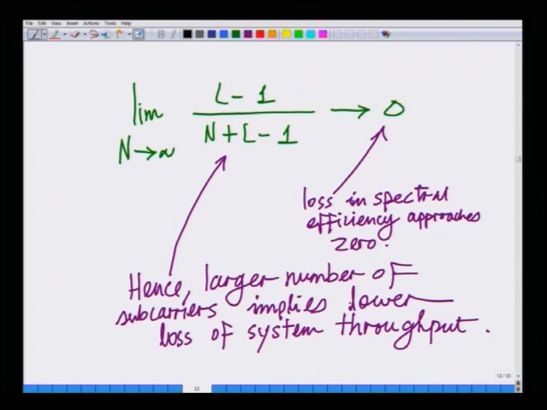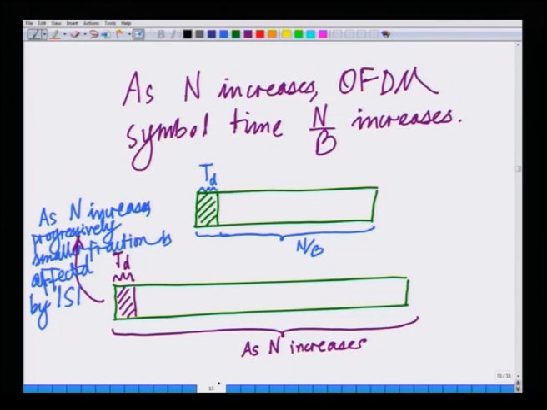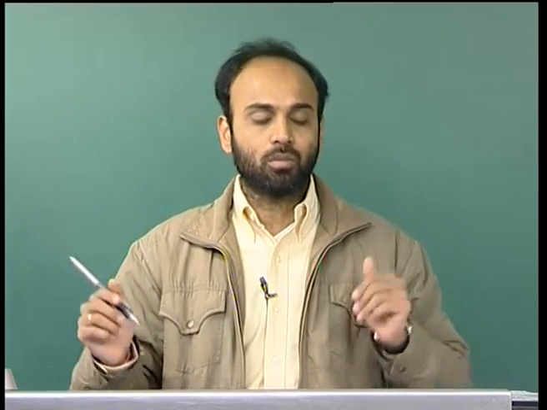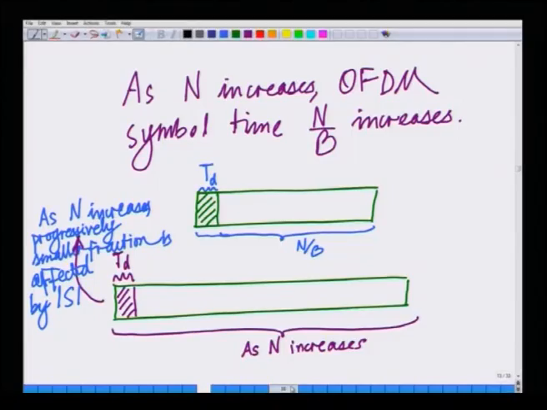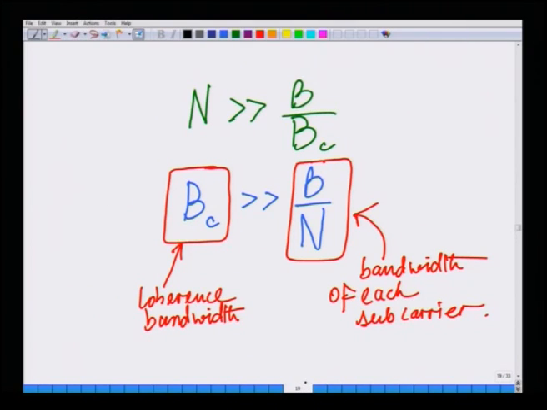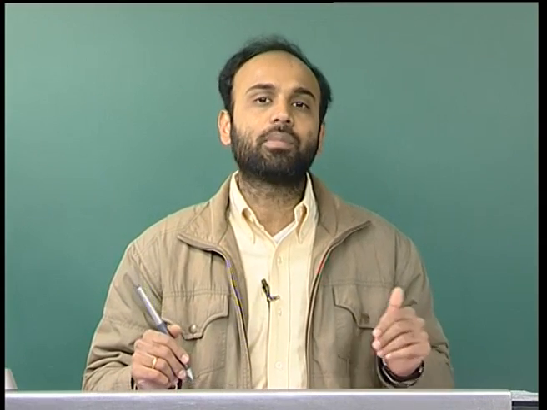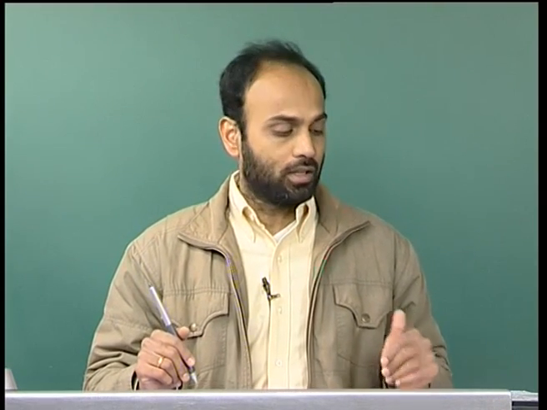What this means also is that as you are increasing the number of subcarriers, the OFDM symbol time is progressively increasing, so that the effect of inter OFDM symbol interference is now restricted to a smaller and smaller fraction of the OFDM symbol. That is what it means to increase the number of subcarriers. And this essentially means that the bandwidth of each subcarrier, that is B over n, is much smaller than the coherence bandwidth, thus ensuring frequency flat fading across each subcarrier. That is the essential idea behind this OFDM system.